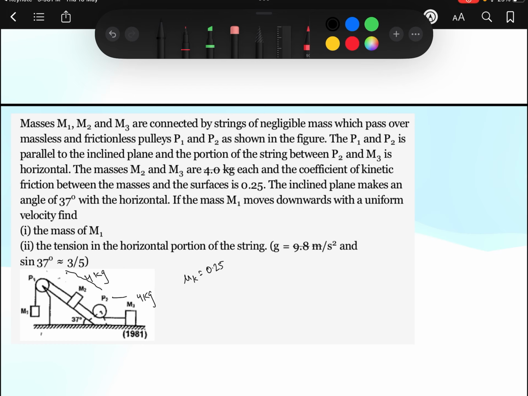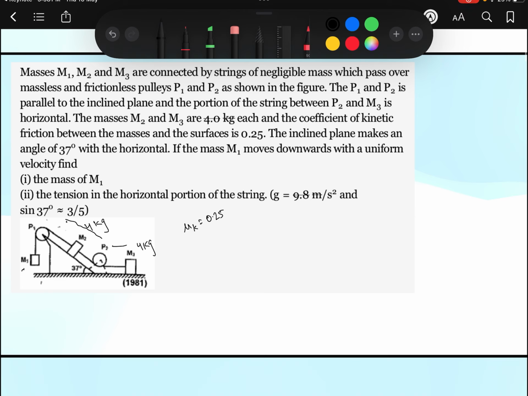If the mass m1 moves downward with uniform velocity, then we have to find the mass m1 and the tension in the horizontal portion of the string. So this is a simple question actually. I will draw the diagrams here.